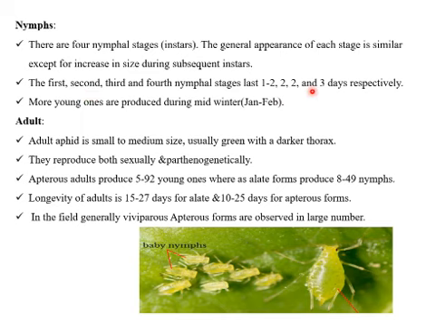More young ones are produced during midwinter, that is from January to February. The adult aphid is small to medium size. Here we can see the adult aphid, small to medium size with green color and dark thorax. Next, they reproduce both sexually and parthenogenetically.